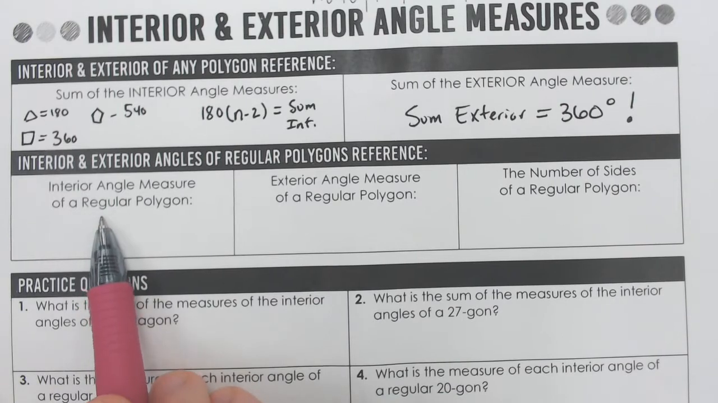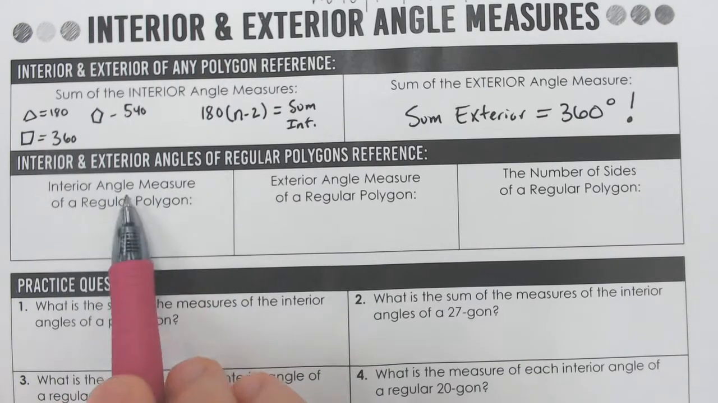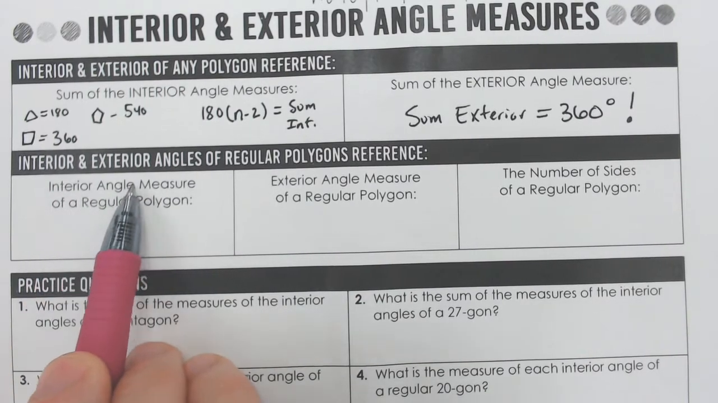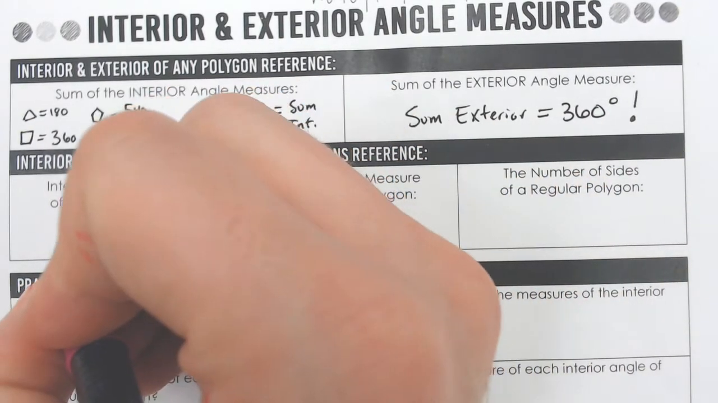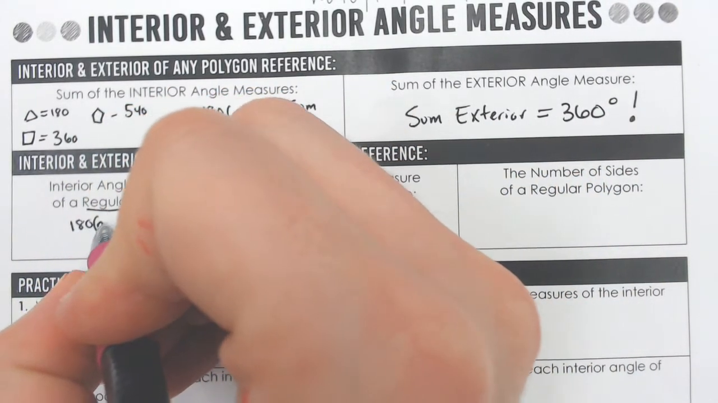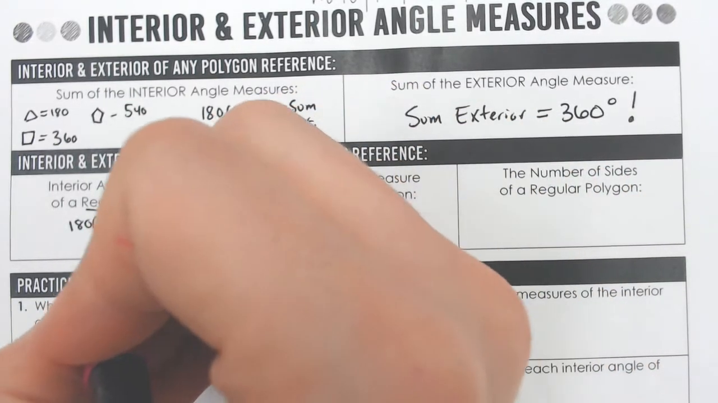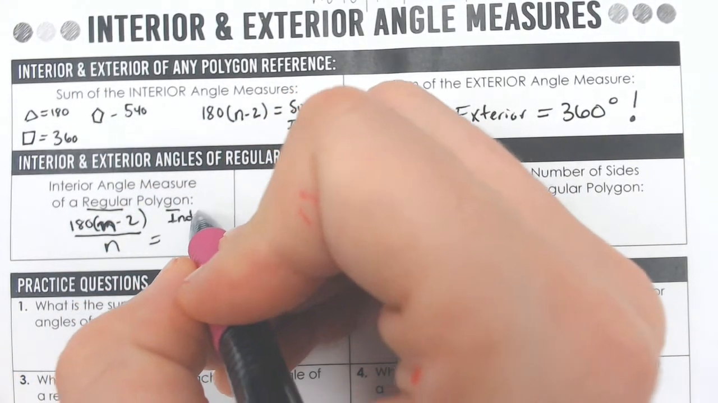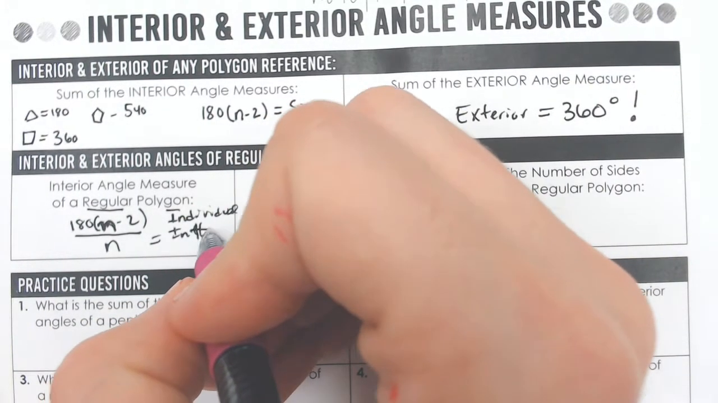If it is a regular polygon, then that's a little different, because that means all the angles and all the sides are equal. So if you wanted to find each individual interior angle of a regular polygon, it has to be a regular polygon, you would take the 180 times (n minus 2), and then divide by however many sides you have. And that would be an individual, not the sum, interior angle.